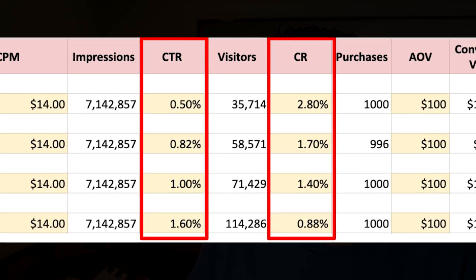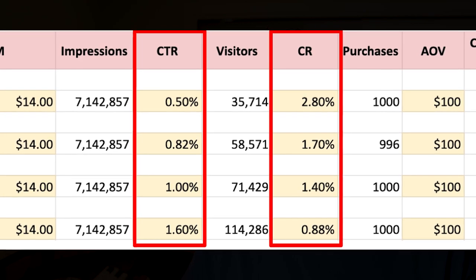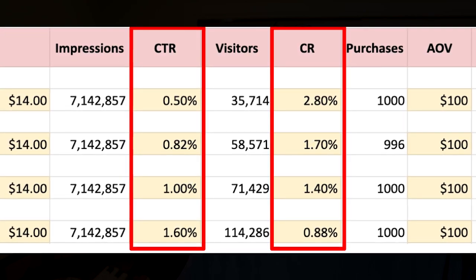In the second scenario, we have a 0.82% click-through rate and a 1.7% conversion rate. Now, scenario 3, we have a 1% click-through rate and a 1.4% conversion rate. If you think that a 1.6% click-through rate is better than a 0.5% click-through rate, then you're completely wrong, because this scenario table basically disproves it. It depends on what you're spending, what your CPM is, what your click-through rate is, what your conversion rate is.